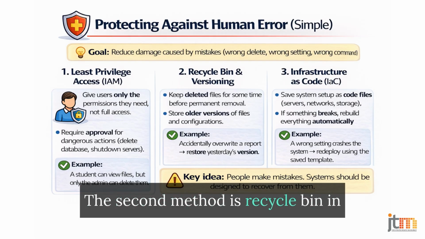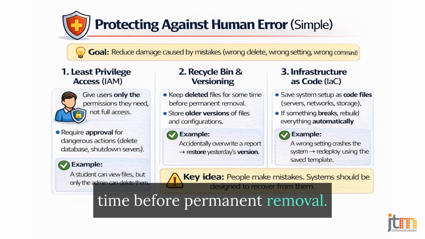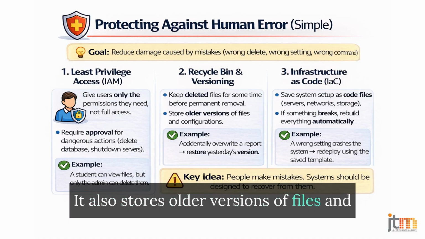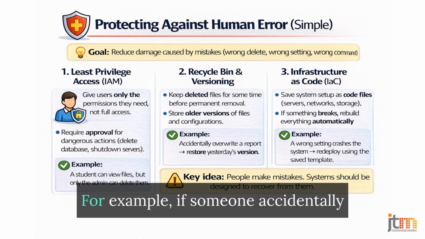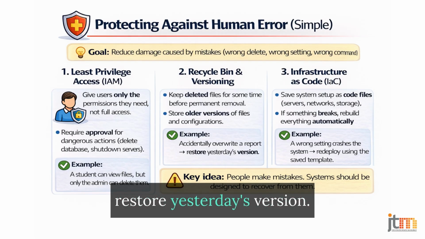The second method is recycle bin and versioning. The system keeps deleted files for some time before permanent removal. It also stores older versions of files and configurations. For example, if someone accidentally overwrites a report, the system can restore yesterday's version.